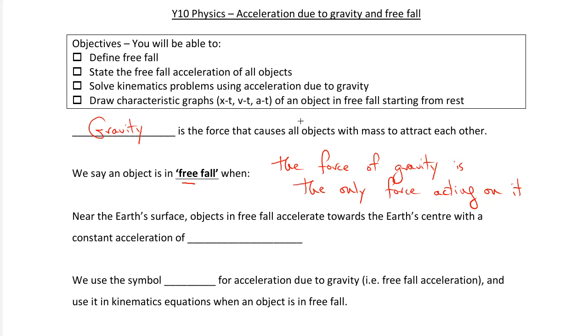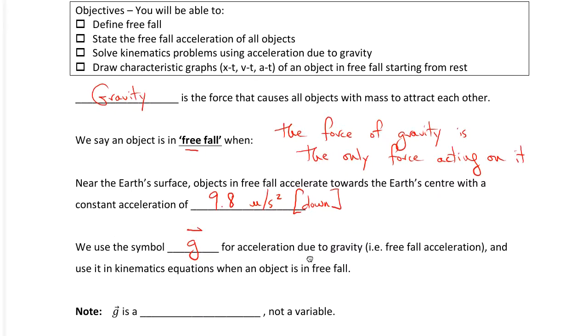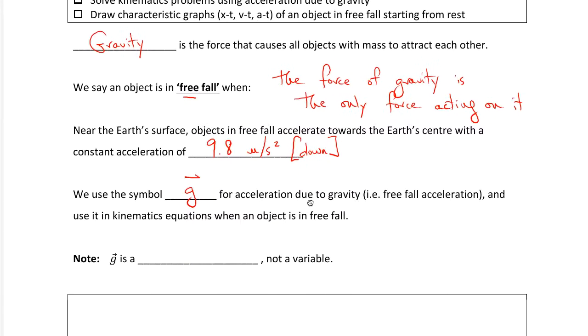Near the Earth's surface, objects that are in free fall, that are only experiencing the force of gravity, accelerate towards the center of the Earth with a constant acceleration of 9.8 meters per second squared down. And we use the symbol g with a little vector arrow for acceleration due to gravity. So g is equal to 9.8 meters per second squared down. We also call that free fall acceleration. And therefore, we're going to use that as our acceleration in kinematics equations when an object's in free fall.